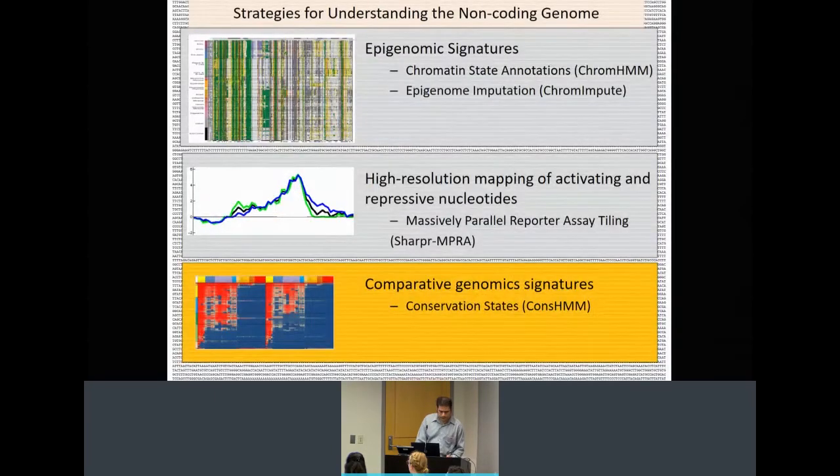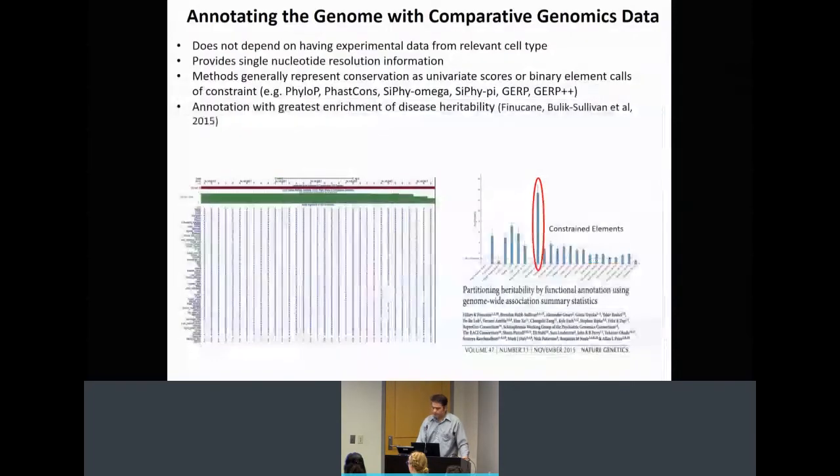In the last part of the talk, I want to talk about an alternative strategy for understanding the genome, in particular the non-coding genome. That is using comparative genomics signatures. I'll focus on a method we recently developed for learning conservation.